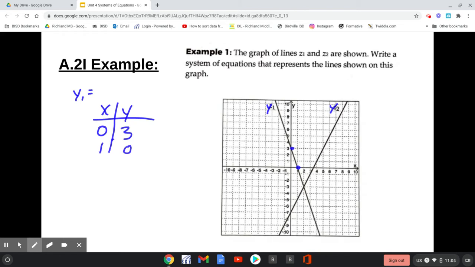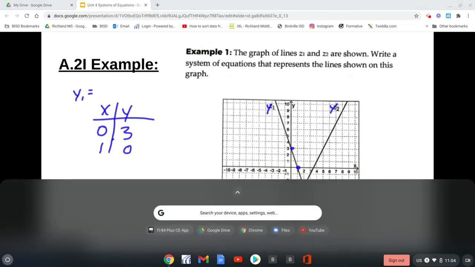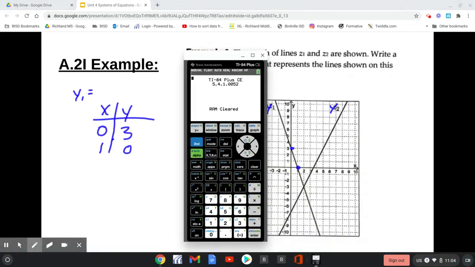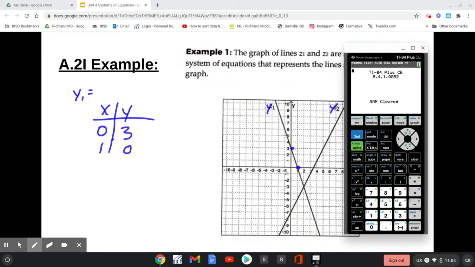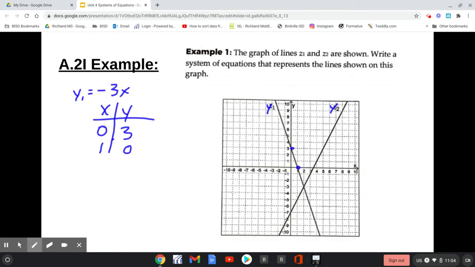I'm going to put that in my calculator. I'm going to hit stat, enter. I'm going to put in 0, enter, 1, enter. I'm going to hit tab. I'm going to put 3, enter, 0, enter. I'm going to hit stat, tab, 4, enter all the way down. And I see that slope is -3. So y1 is -3x plus 3. So that is the equation of that line.